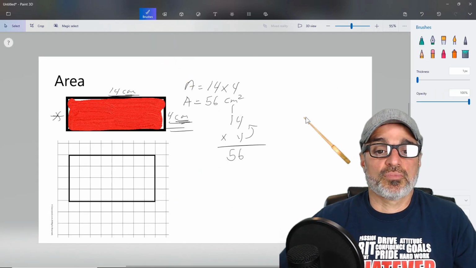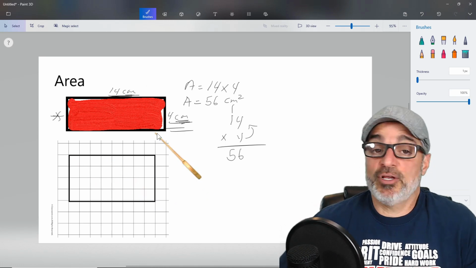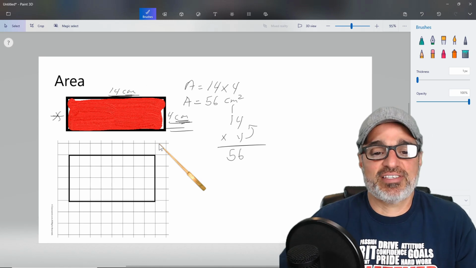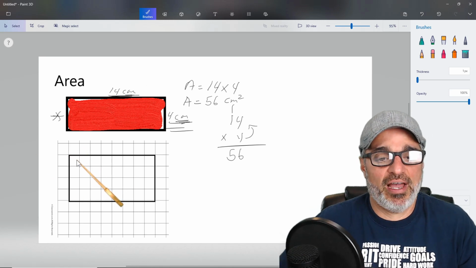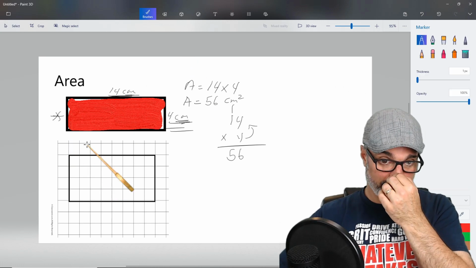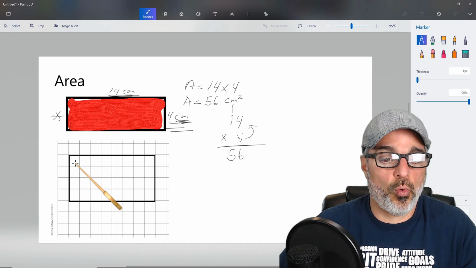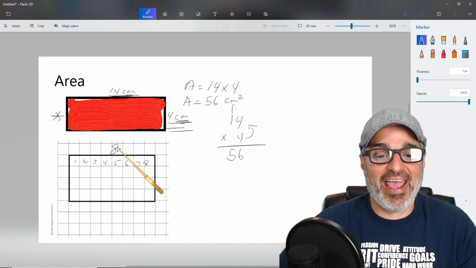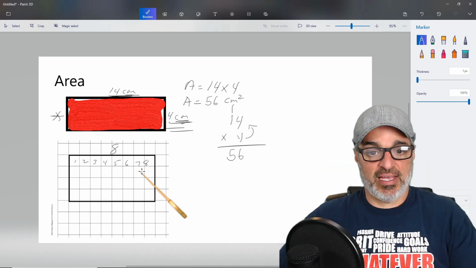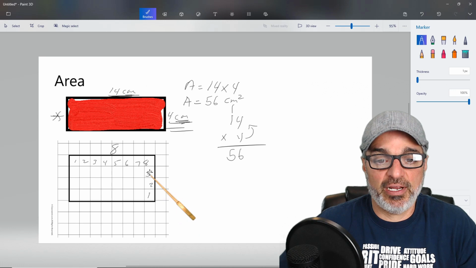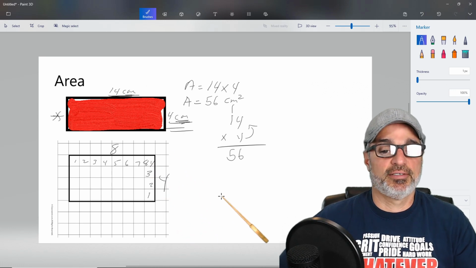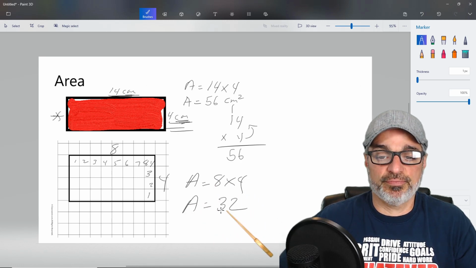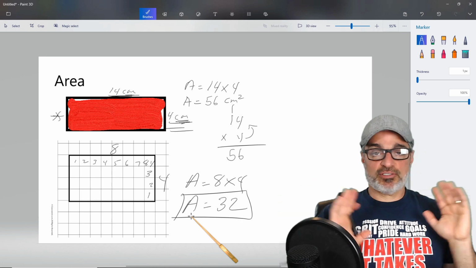Okay, let me do one more. In this case, because we don't have values, but we have a graph paper, we can count the number of squares inside this rectangle to know the value. So we have 1, 2, 3, 4, 5, 6, 7, and 8. We have 8 equal units like this, and then we have 1, 2, 3, and 4 equal units like this. So the area would be 8 times 4. The area is 32. Okay? That's all there is with area.